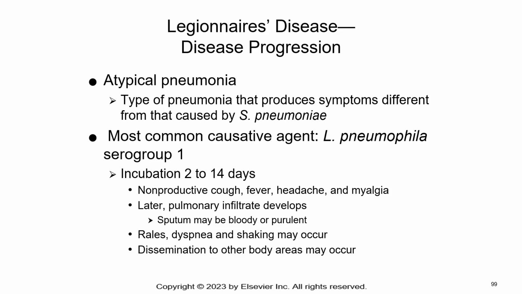Legionnaire's disease, so the atypical pneumonia, is a type of pneumonia that produces symptoms that are different from those caused by S. pneumoniae. The most common causative agent is L. pneumophila, serogroup 1.